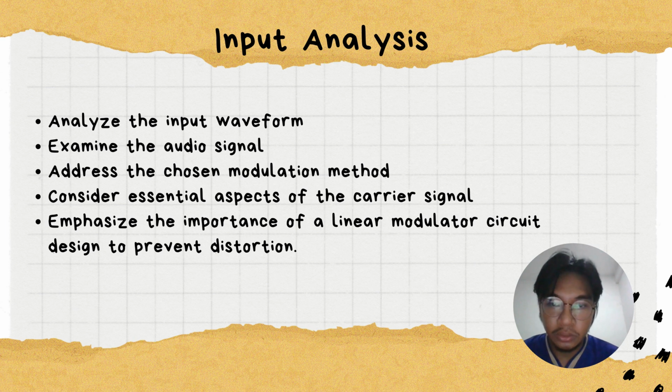Then address the chosen modulation method, whether it is double sideband or single sideband, with a focus on modulation index. Then consider essential aspects of the carrier signal, including frequency, amplitude, and stability, ensuring compliance with regulation. The last one is to emphasize the importance of a linear modulator circuit designed to prevent distortion.